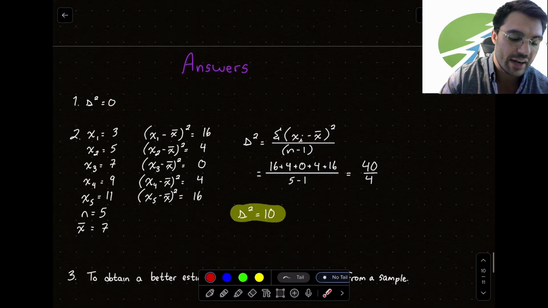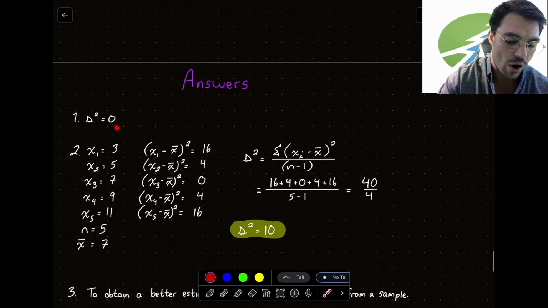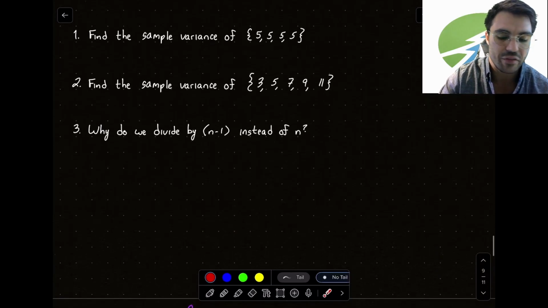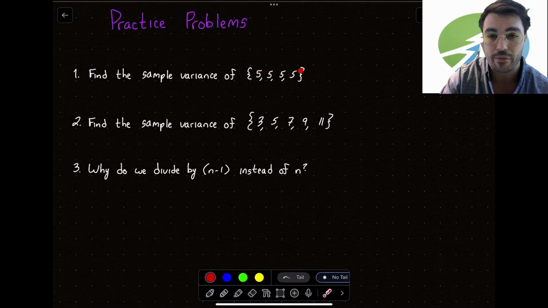So for question 1, I didn't even do the work. We went over this in the last video. If you have questions on this, I would recommend checking that video out. But our sample variance is 0. We don't even need to do any work. We know it's 0 because these are all the same elements: 5, 5, 5, 5. The average of four 5s is 5. When we subtract each one, we get 0. The whole thing is just going to turn to 0. Easy peasy.